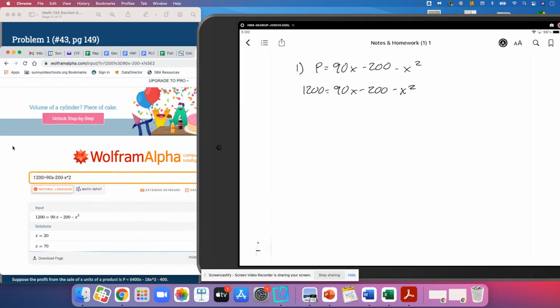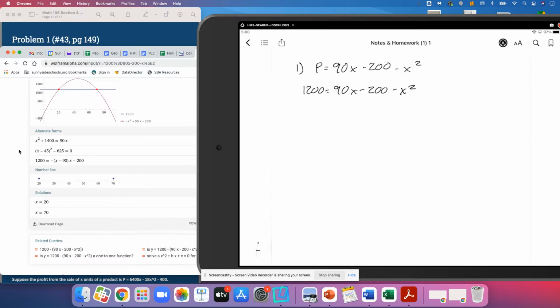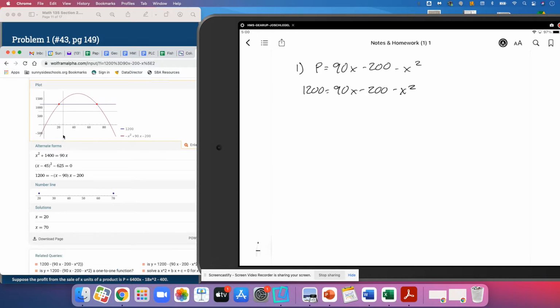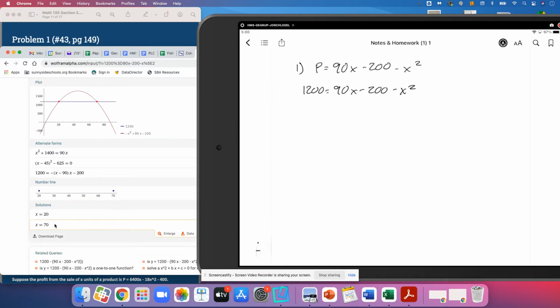And we're going to see how many solutions we get that are real. So both of these, you can see, are on the positive side of the y-axis, and so both of these exist in the real world. We get the answer 20 and 70. So I'm going to write those down over here underneath my equation really quickly.